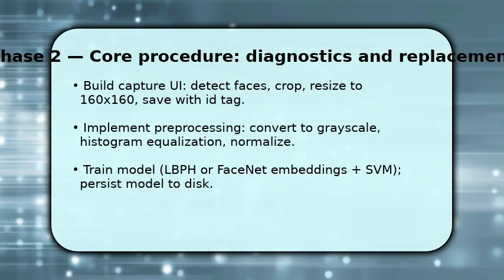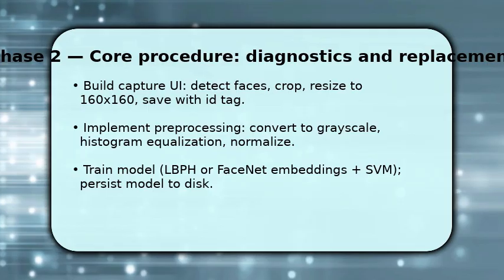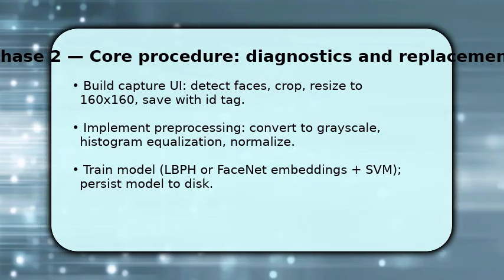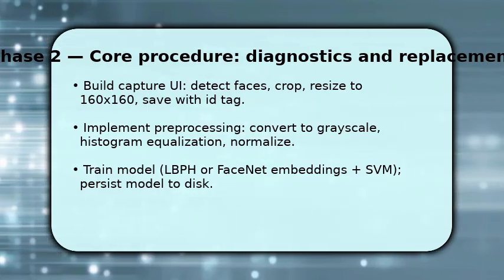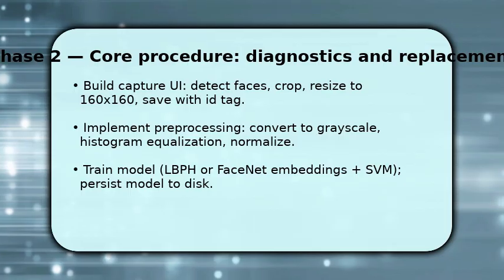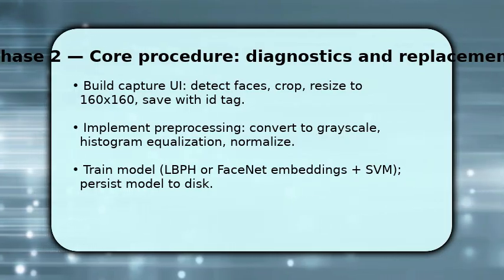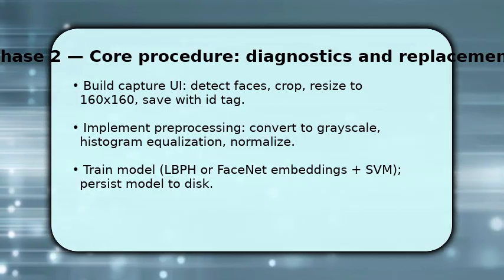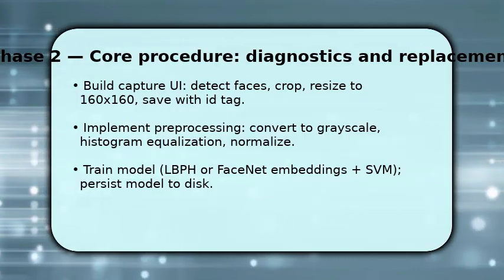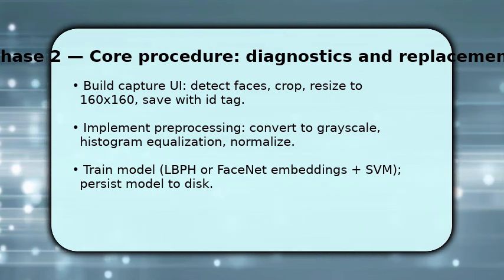You now implement the core pipeline: capture, preprocess, and train. OpenCV face detection locates faces, then crop and resize to 160x160, convert to grayscale, and apply histogram equalization so the model sees consistent inputs. Once you have embeddings, use FaceNet or LBPH descriptors, train a classifier such as SVM or KNN. Save the trained model and label map to disk.